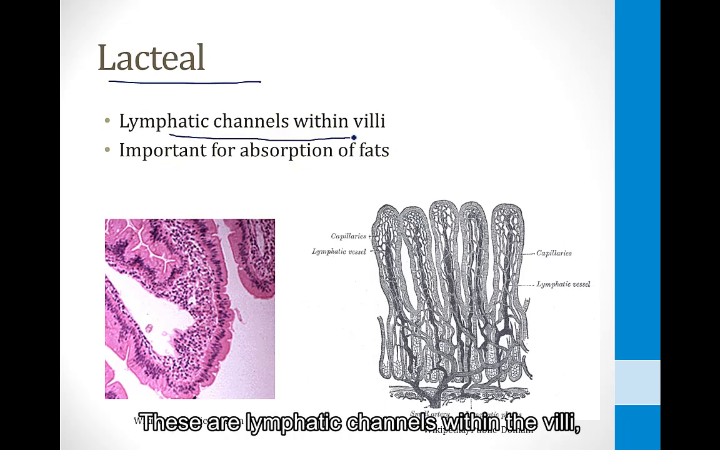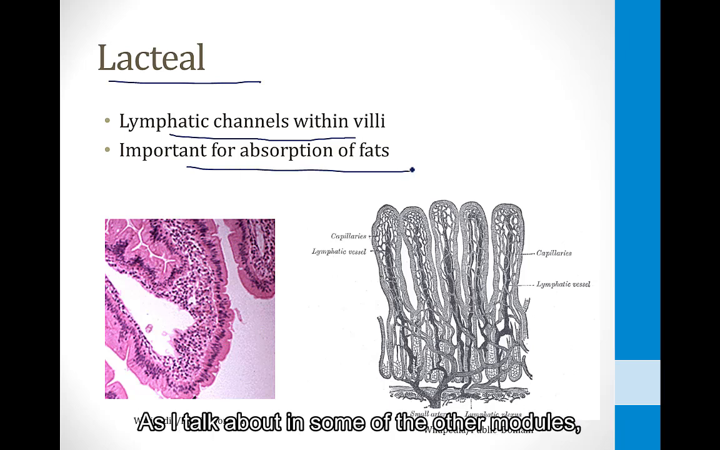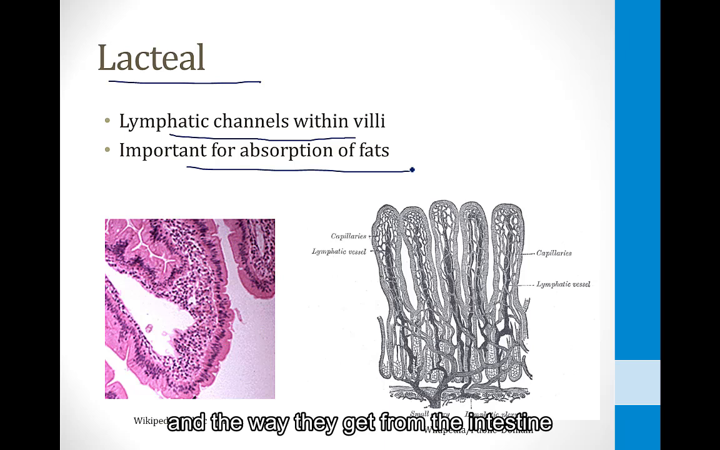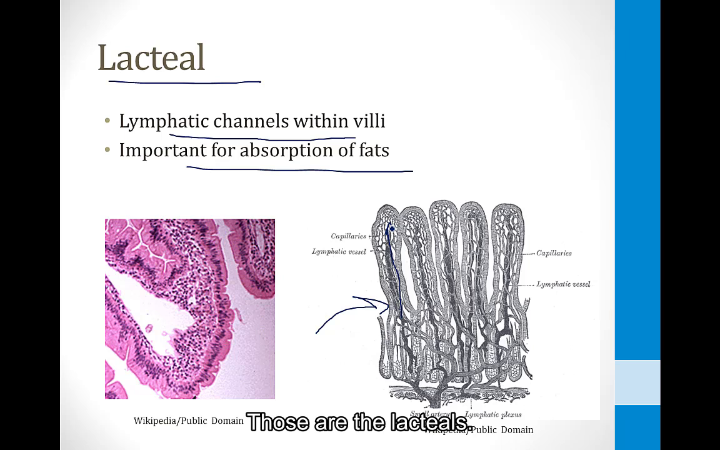These are lymphatic channels within the villi, and they're very important for the absorption of fats. As I talk about in some of the other modules, fats are not absorbed into the bloodstream, but they are absorbed into the lymph system, and the way they get from the intestine into the lymph system is to travel via a lacteal. If you look at this picture on the right, it shows these lymph vessels running up into the villi. Those are the lacteals.